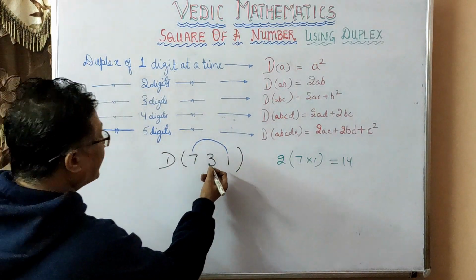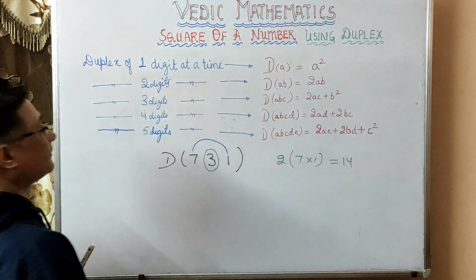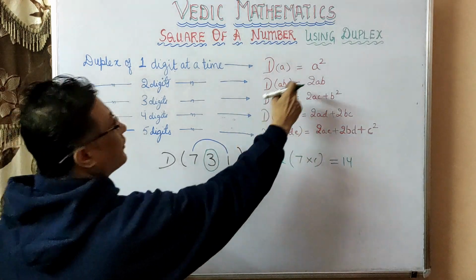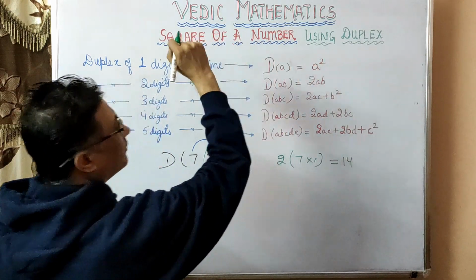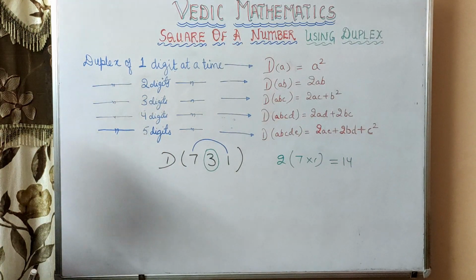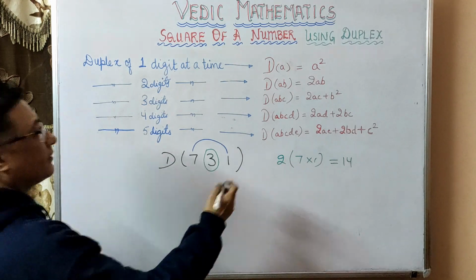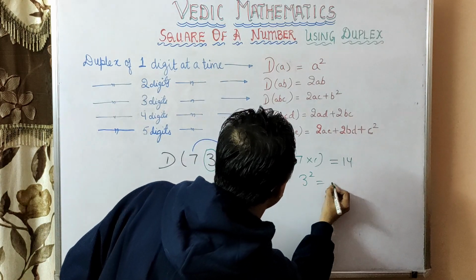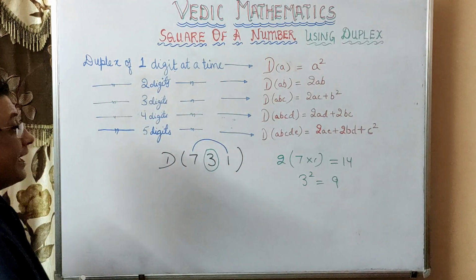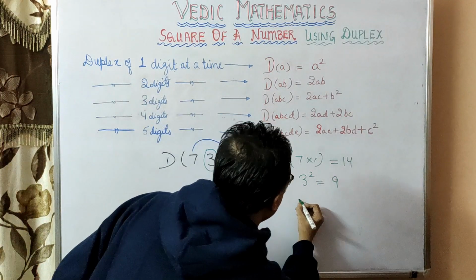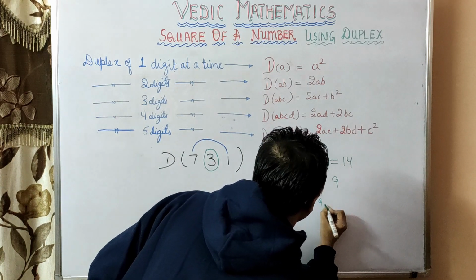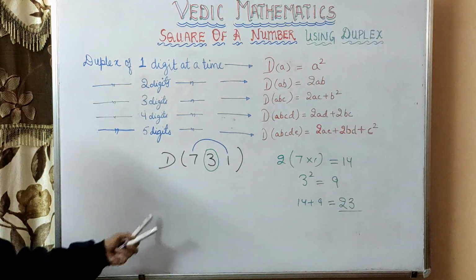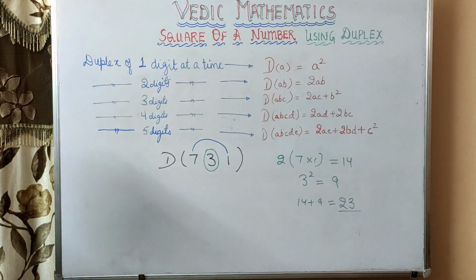Now, we have one number which is remaining over here, and this is only one number. So, whenever we have one number, what do we do? We do the square. So, 3 square is 9. Add them. 14 plus 9 is 23. So, this is the duplex of 731.